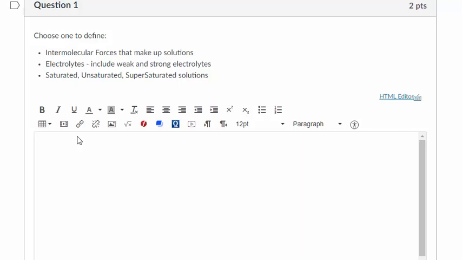Now, if you choose saturated, unsaturated, and supersaturated solutions, I would expect you to tell me about the maximum amount of solute that a solvent can hold at that temperature, and then you decrease the temperature of the solution and it becomes supersaturated until it starts falling out of solution. I expect you to work me through what these things mean. I also hope to see an example.